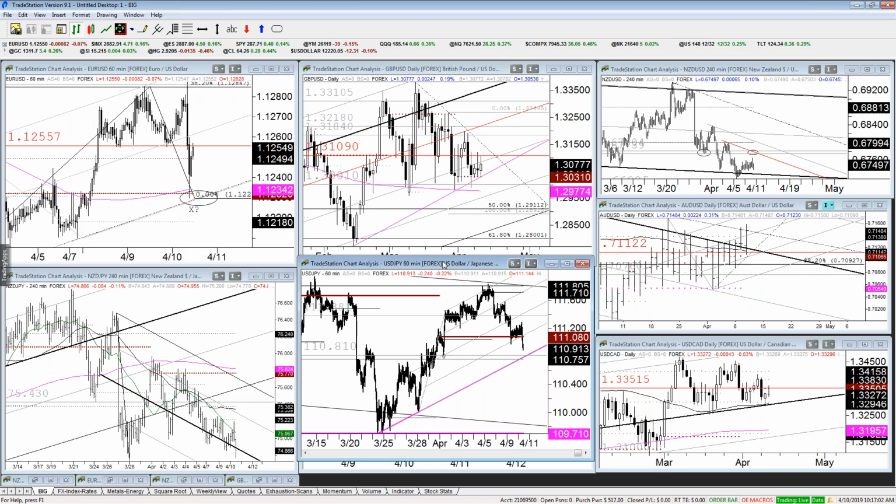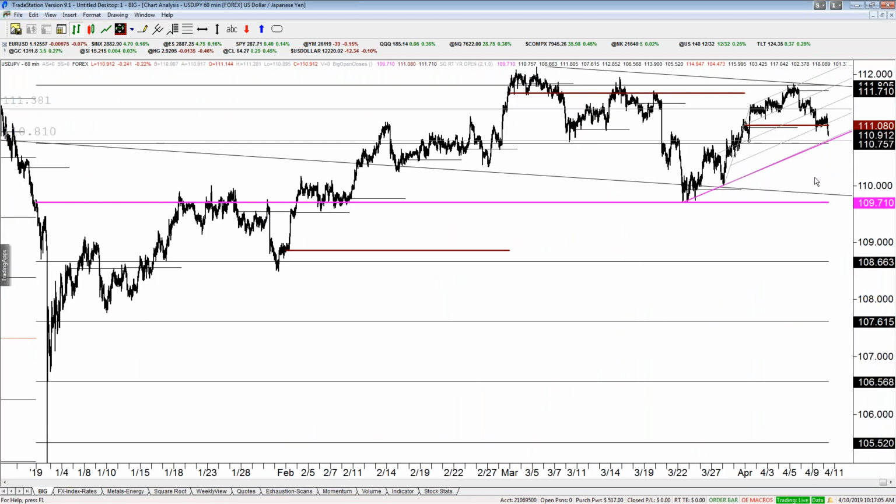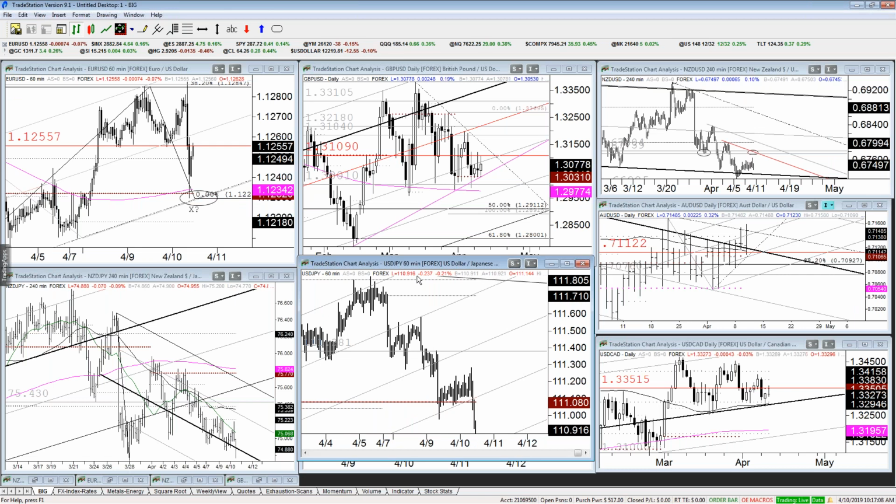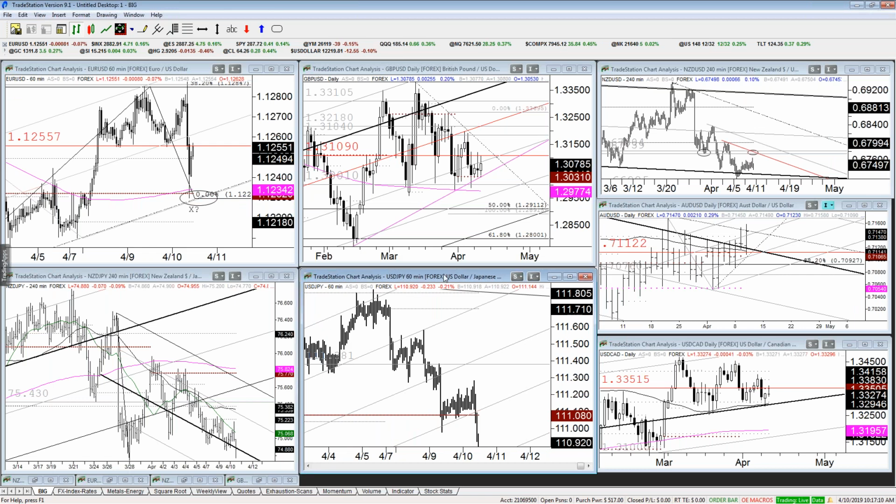And don't forget, longer term, it's totally possible that we just finished up the big E wave of the bigger B wave. Go to the long-term page to see that possibility, okay? And don't forget the seasonality for yen turns down, right?